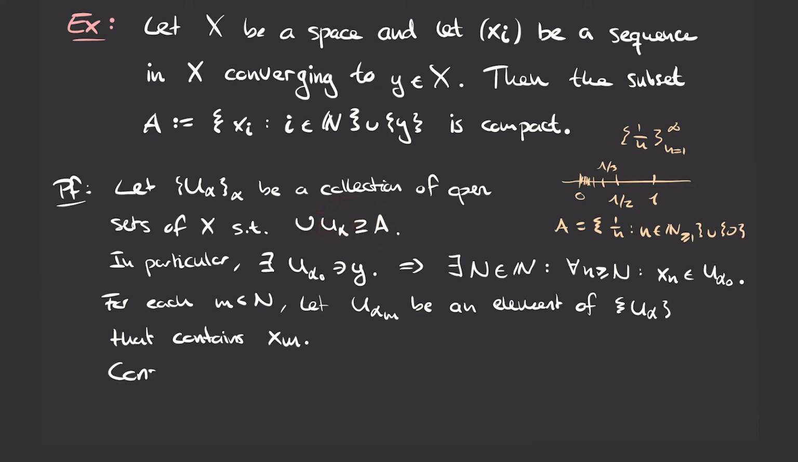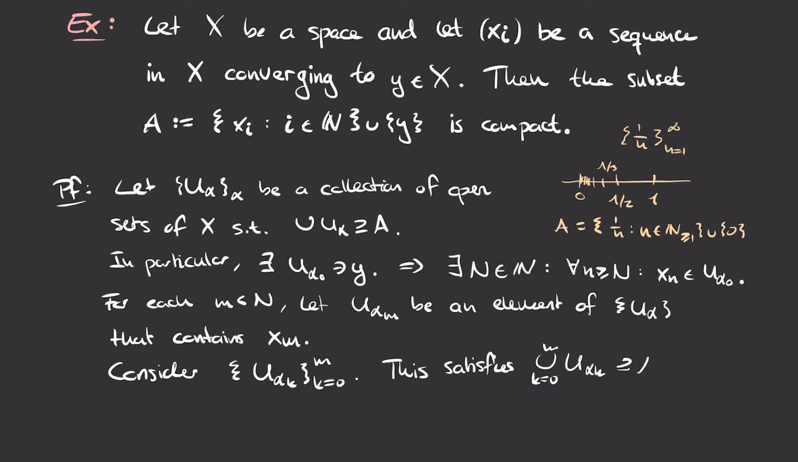We now consider the collection U alpha k, where k runs from 0 to m, and this satisfies that the union over k from 0 to m of all these sets U alpha k contains A. Why is this the case? Well, if you take any element of A, it's either of the form xi or y. So we know that y is contained in this U alpha 0, which is an element of this collection here.